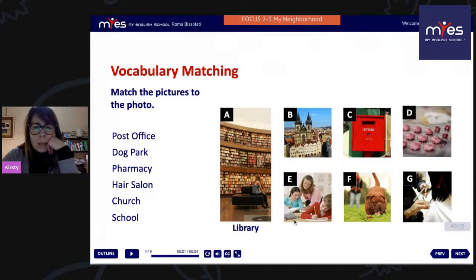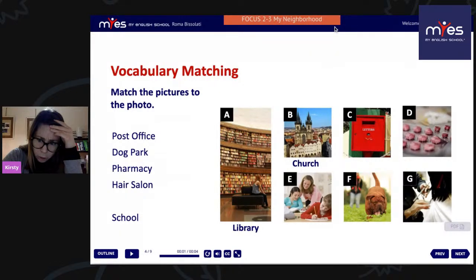What about B? Well, it looks like we're in a city, and there are lots of old buildings. Down here at the front in white with red roofs. And then we've got this building here, which looks like a church. So I think this must be a church.